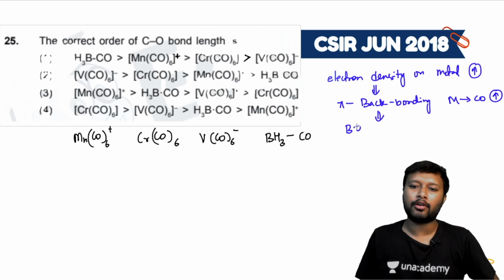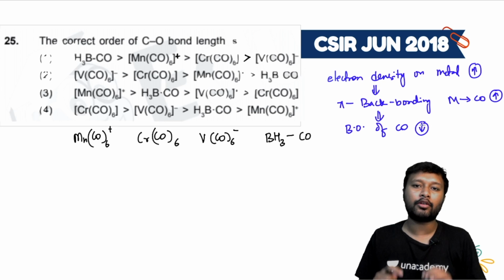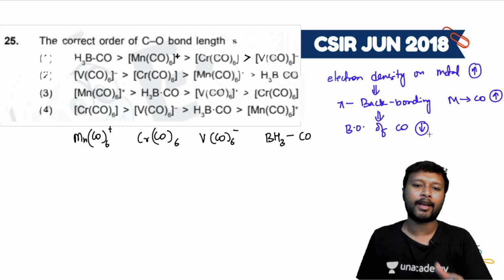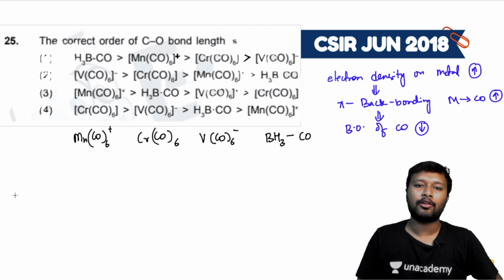And since it increases, the bond order of the carbonyl decreases. And if the bond order of the carbonyl decreases, what happens to the bond length? If the bond order decreases, the bond length increases. Let me write down the relationship. Bond order is proportional to bond strength.